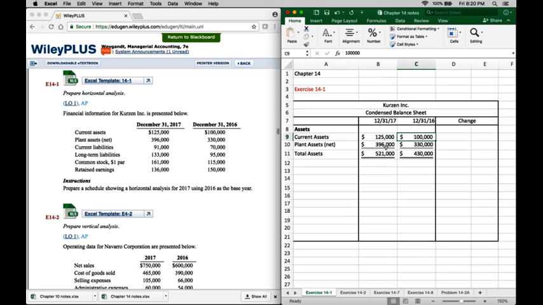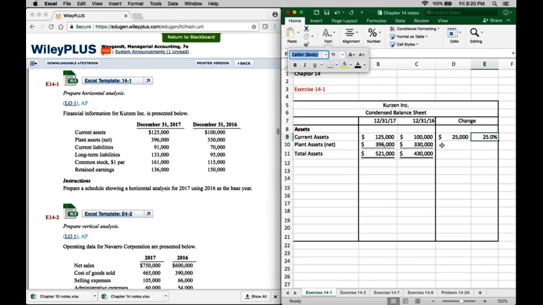Now, from 2016 to 2017, how much have my current assets changed? It has increased by 25,000. It's a positive number because it increased. The percentage is calculated as the change divided by the number in the base year. So 25,000 divided by 100,000 is going to give me 25%.